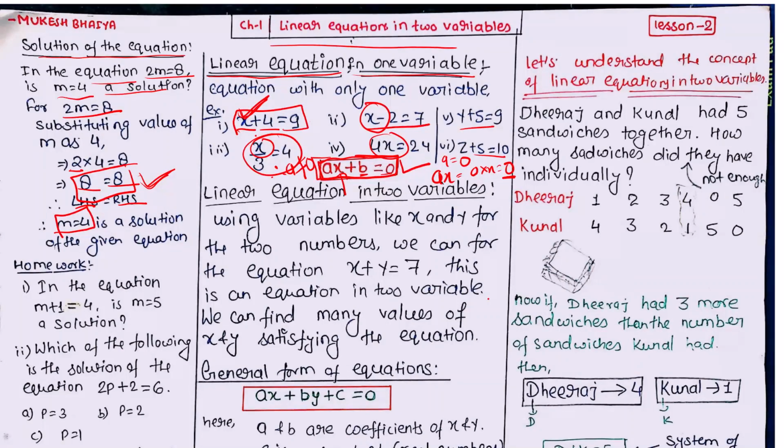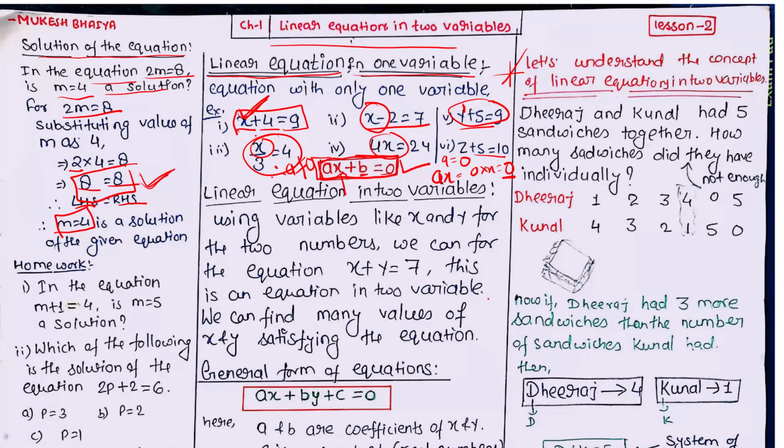So the equations where you see only one variable are called linear equations in one variable, with one more condition, with power 1. If the power is not 1, then that will not be called a linear equation. Linear equation means power 1. When we plot the graph for this equation, the graph will be a straight line, something like that.